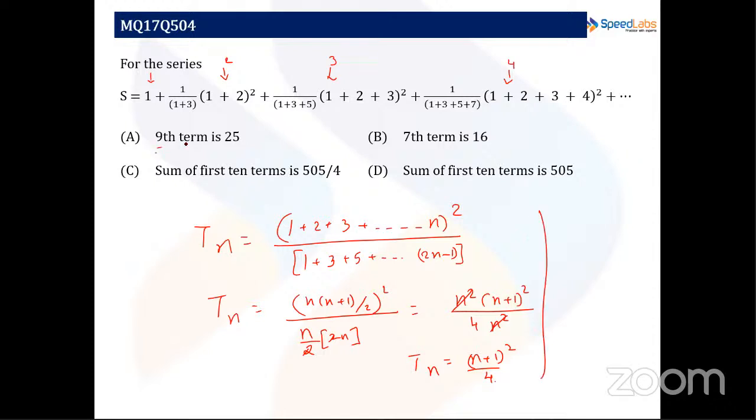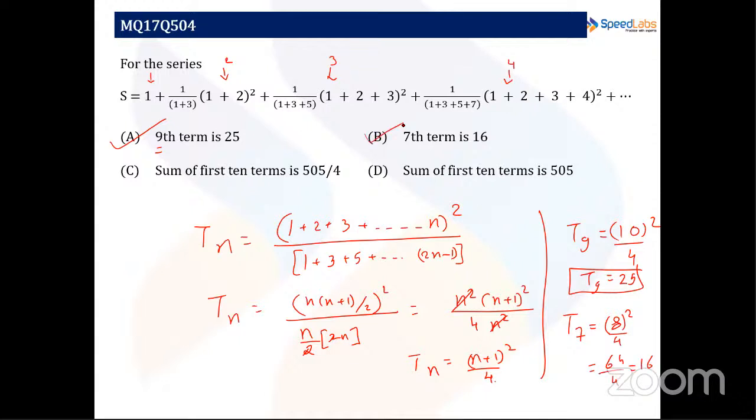So let's find the ninth term. So T9 will be 9 plus 1, that is 10 square by 4. So T9 is 25. So yeah, this is our correct option. Let's find the seventh term. So T7 would be equal to 7 plus 1, 8 square by 4. So that is 64 by 4. So that is 16. So B is our correct option.